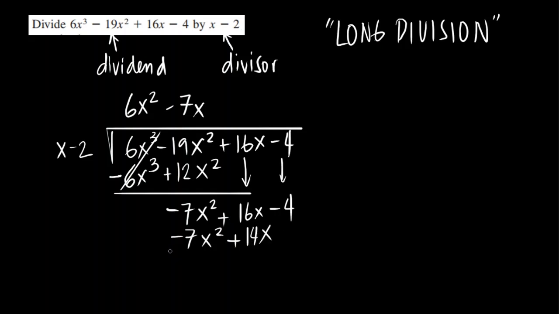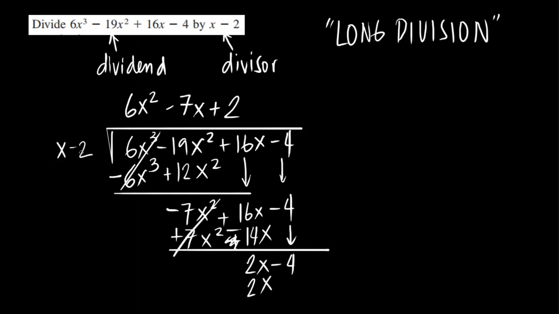Okay, and then, subtract this. Let's change the signs. So this is minus this time. And this cancels out. 16x minus 14x is 2x. And then drop this down. Okay. Finally, 2x divided by x, and it's a positive 2. And then multiply it back to the whole divisor. That is 2x times negative 2. That is negative 4. And then we are going to change the signs. This is going to be negative, this one is positive.